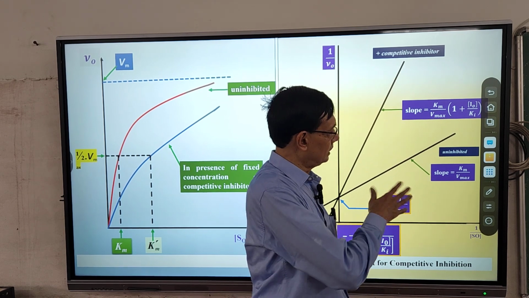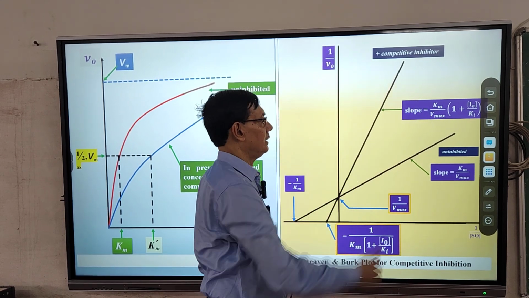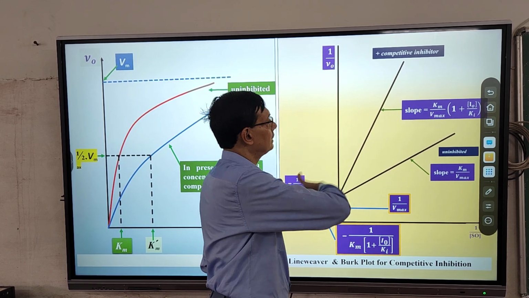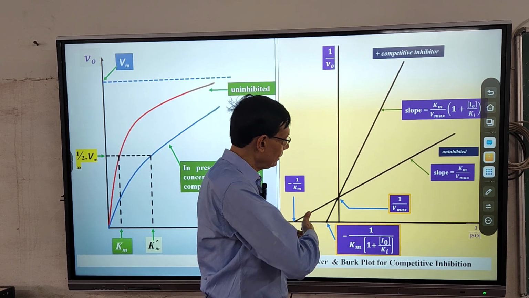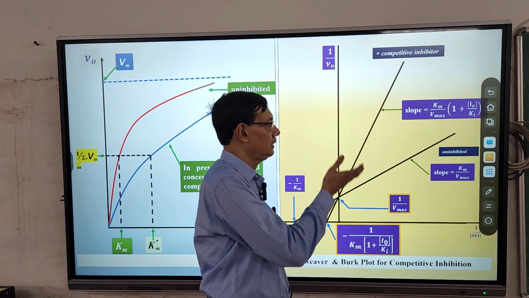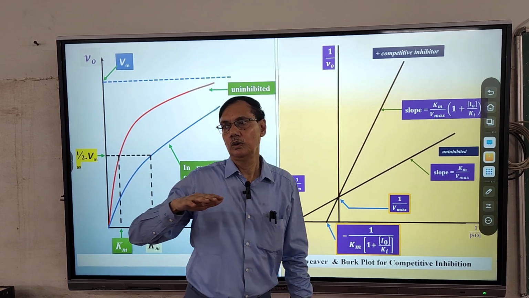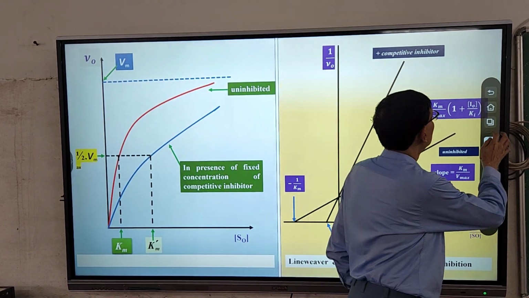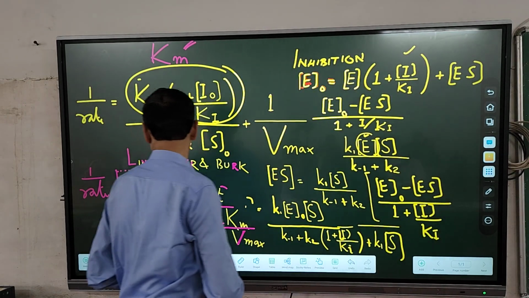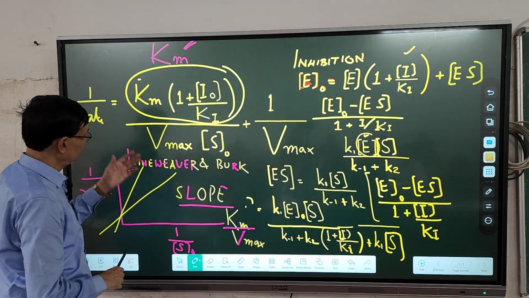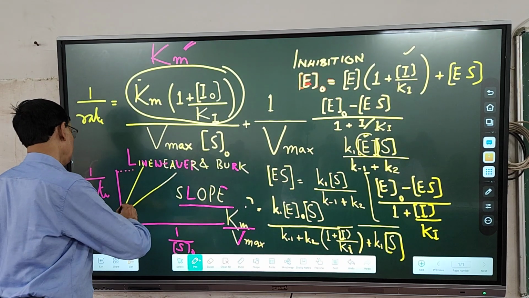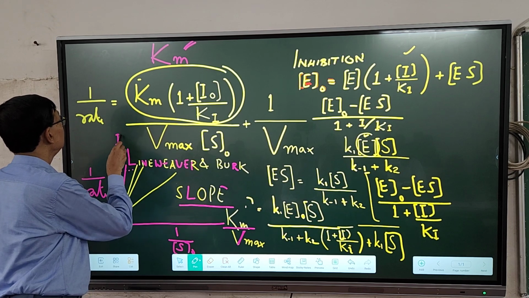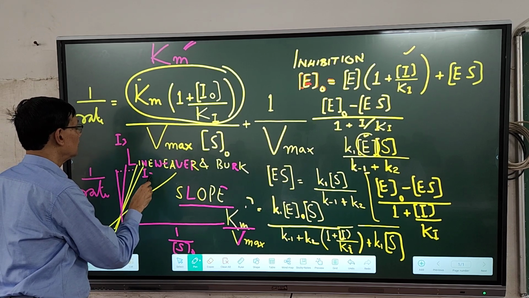Now my last question: if I increase the inhibitor concentration, suppose in the first case inhibitor 1, then inhibitor 2 and inhibitor 3, the slope will be slightly different. That means it is also worth studying the effect of the inhibitor constant. Suppose I am using 3 or 4 concentrations, like 1, 2, 3, so it may be I3, I2, I1.